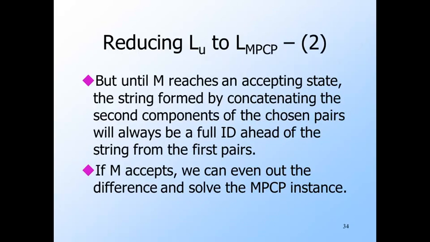However, until m enters an accepting state, when we look at the two strings of the partial solution, one formed from the first strings of the indexed pairs and the second from the second strings of the indexed pairs, the second string will always be a full ID ahead of the first string. Only if m accepts will we be able to choose pairs that make the first string grow faster than the second and eventually make the two strings become identical.